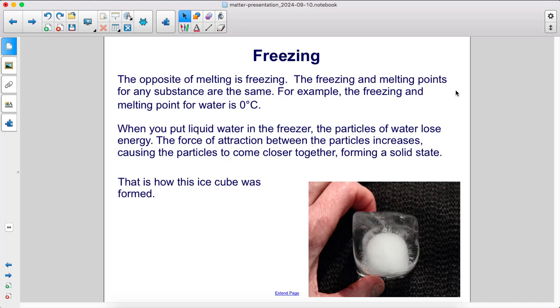The opposite of melting is freezing. The freezing and melting points for any substance are the same. For example, the freezing and melting point for water is 0 degrees Celsius. When you put liquid water in the freezer, the particles of water lose energy. The force of attraction between the particles increases, causing the particles to come closer together, forming a solid state. That is how this ice cube was formed.